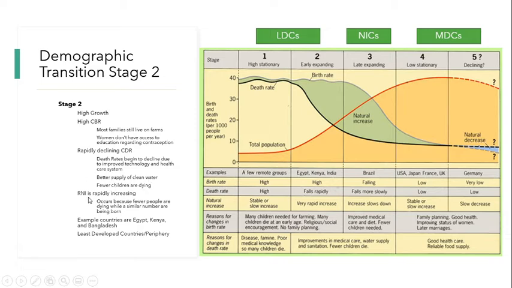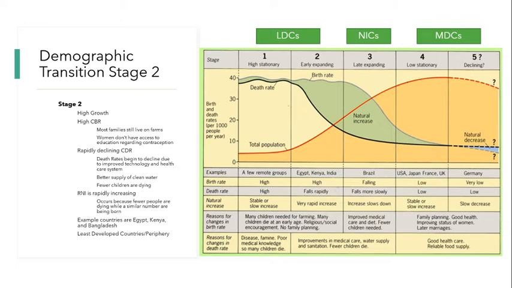The rate of natural increase is rapidly increasing. It occurs because fewer people are dying while similar numbers are being born. What I'm saying there is similar numbers of people being born to stage 1. Lots of people being born. But see, the difference is less people are dying. Example countries are Egypt, Kenya, and Bangladesh.